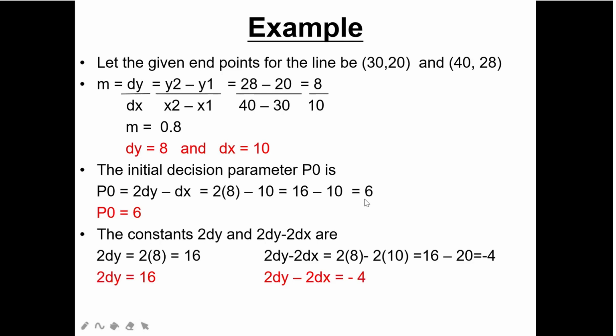Similarly, you have to calculate the next value. I have told you you have to calculate 2 dy value. So 2 dy will be 16, and 2 dy minus 2 dx. These all are the formulas. So here how much are you going to find out? So here 2 dy minus 2 dx equals 2 into 8 minus 2 into 10. So 16 minus 20 will be equal to minus 4. So what is the value of your 2 dy minus 2 dx? That will be equal to minus 4.